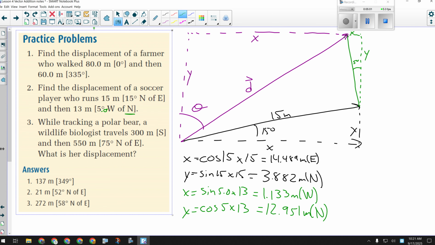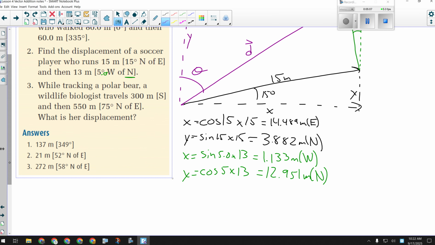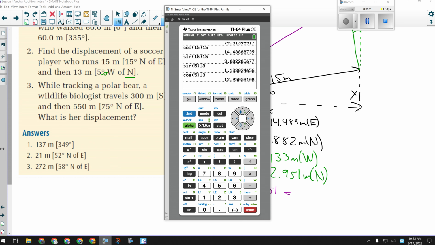So my next step is to take the x components and put them together, and take the y components and put them together. Purple y then is going to be 3.882 plus 12.951, of course, with all the decimals that are in my calculator. So that number plus the 3, that one there.